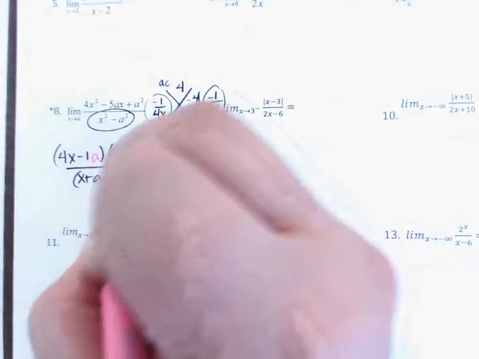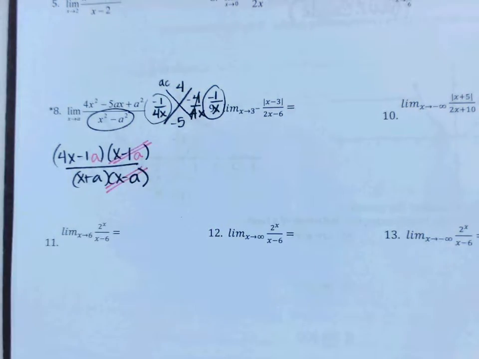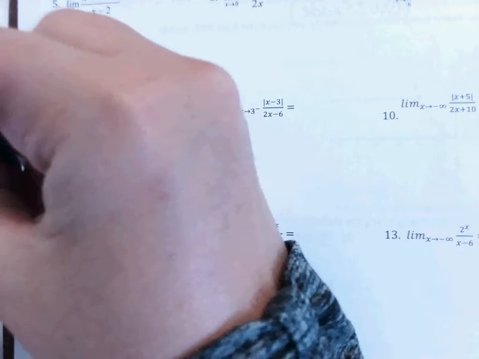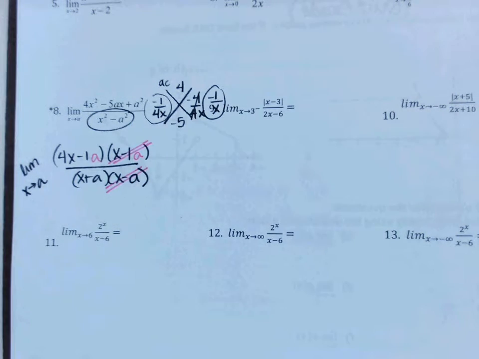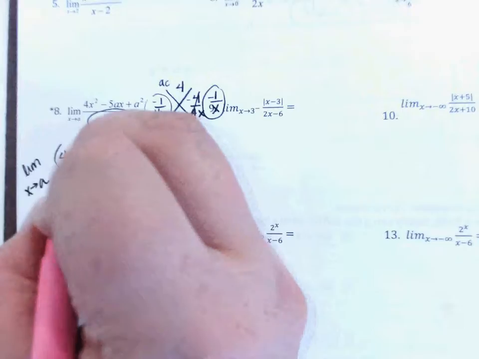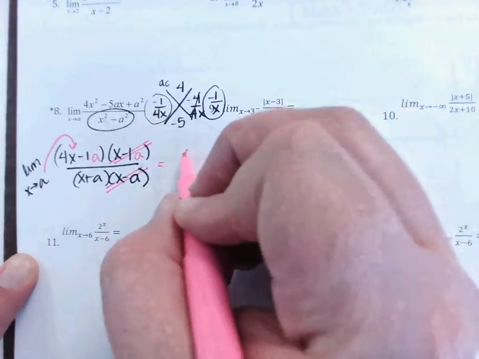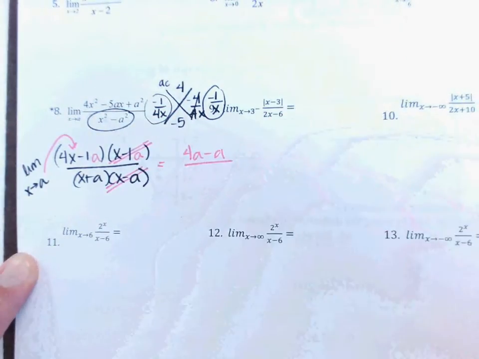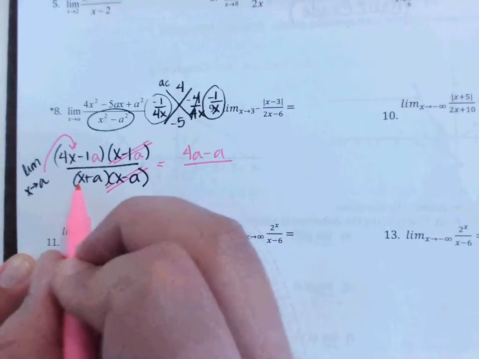Yep, these guys cross out. And then after that crosses out, what was my limit of x approaching? A. Well, now that the x minus a is gone, I don't get to divide by 0 anymore. I can just plug it in. So on top, I'm going to plug in an a here. I'm going to have 4a minus a. And on bottom, I'm going to have an a plus a.